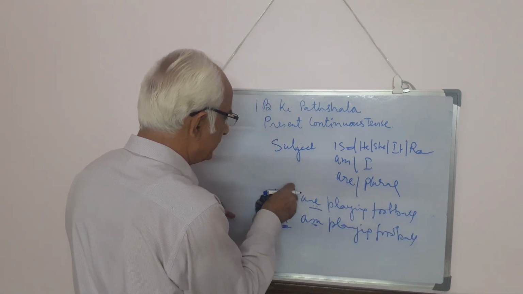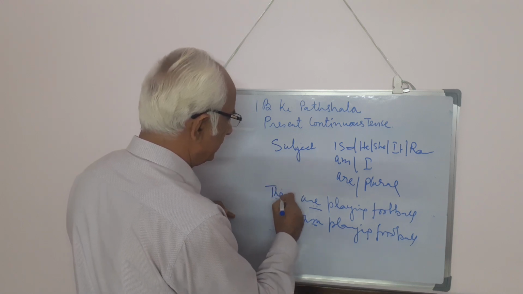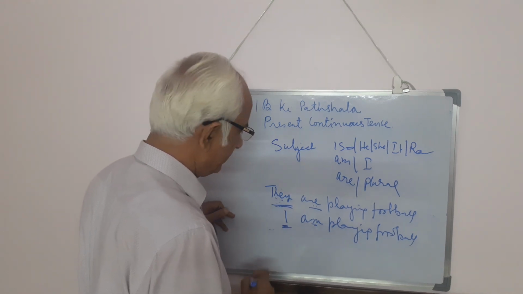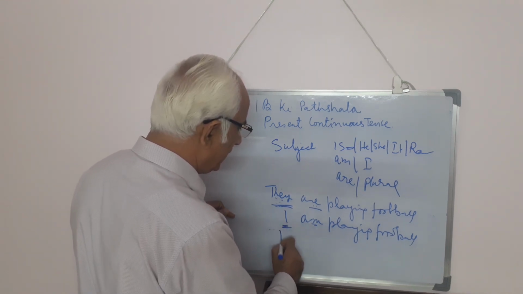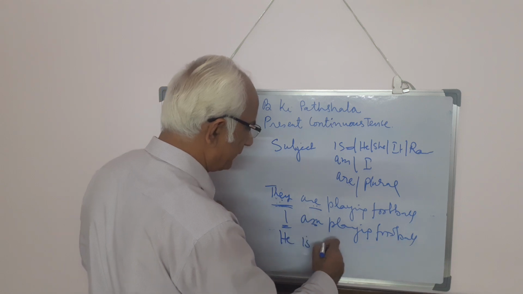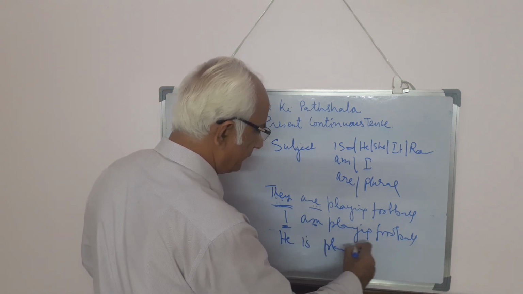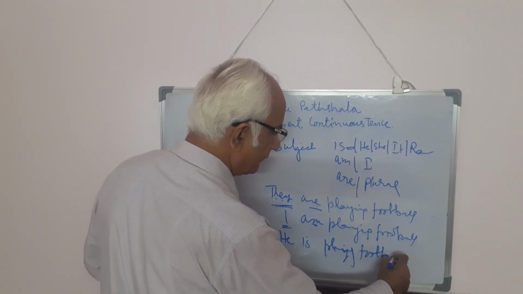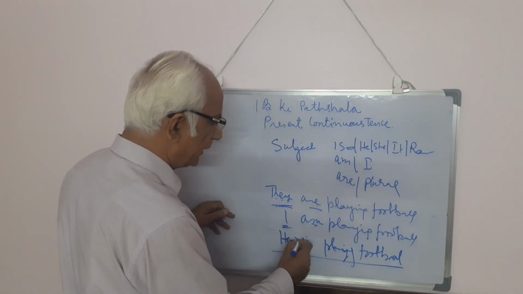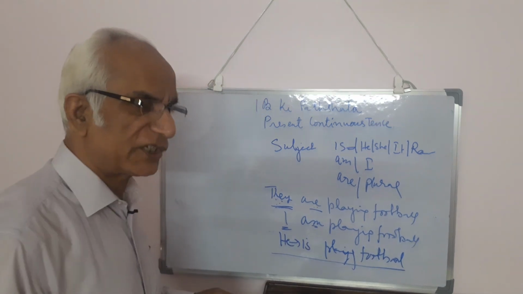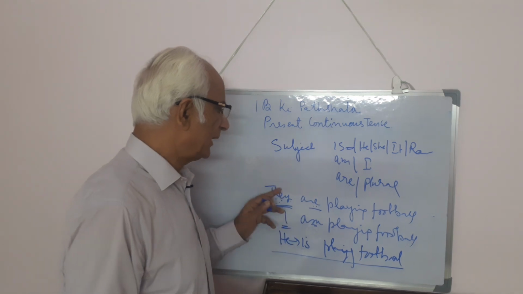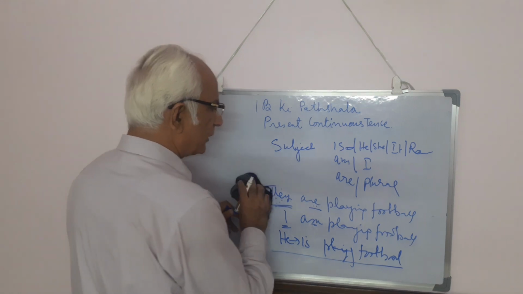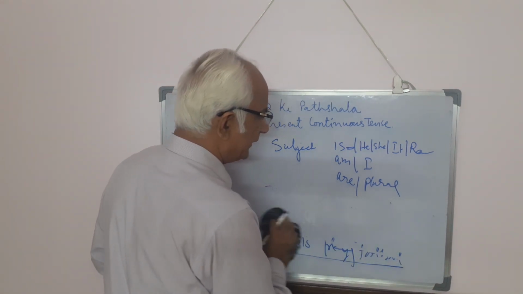We could also say they are playing football. They is used for plural. More than one person. Or he is playing football. So with third person we use is, third person singular. With I we use am, and with plural noun or pronoun we use are. So that is the second thing.